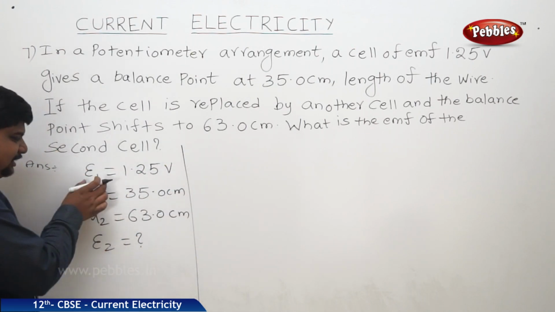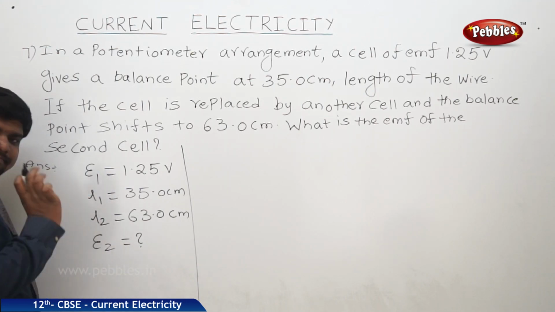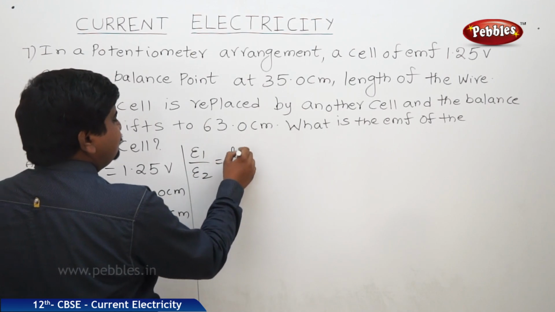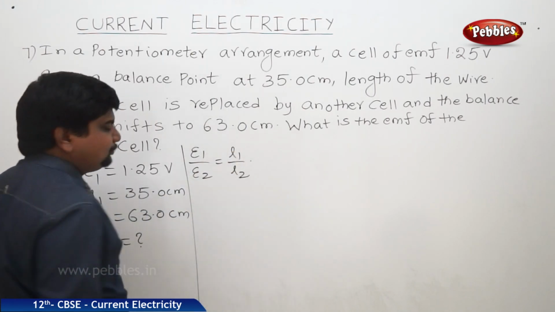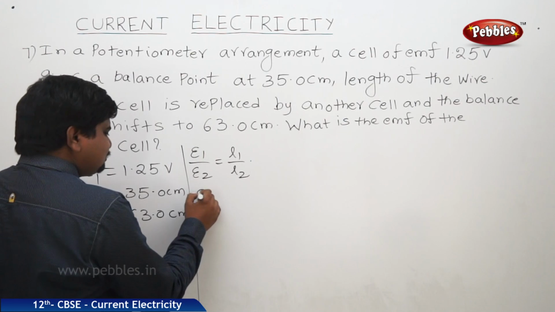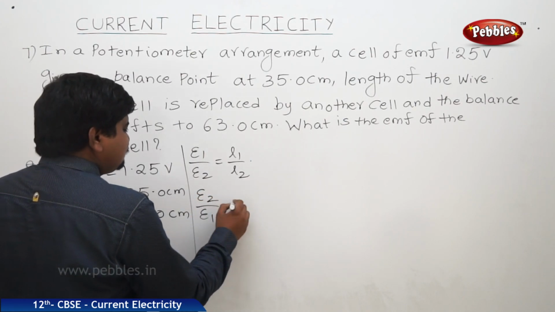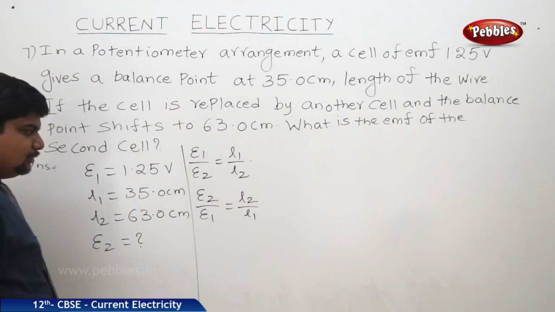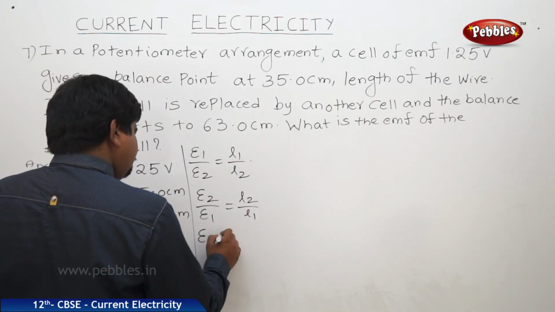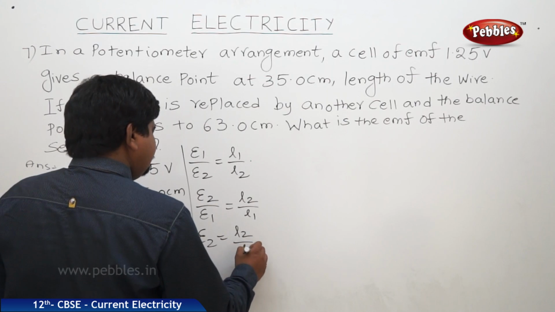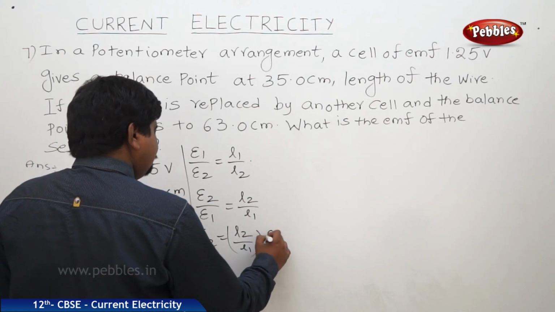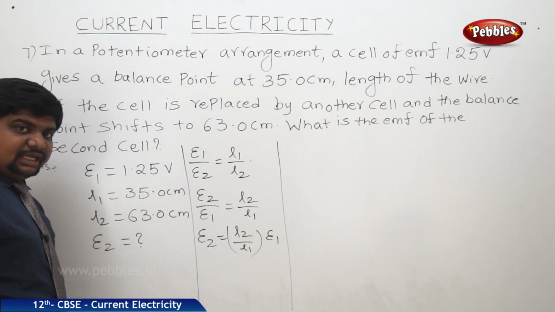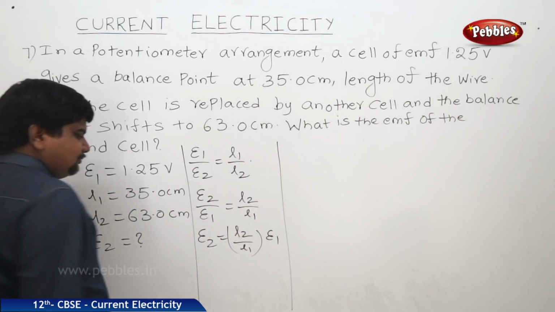So, relationship between EMFs and the balancing points: E1 by E2 is equal to L1 by L2. We should find out E2. That's why E2 by E1 is equal to L2 by L1. So therefore E2 is equal to L2 by L1 into E1. Now we will substitute these L2, L1 and E1 values.